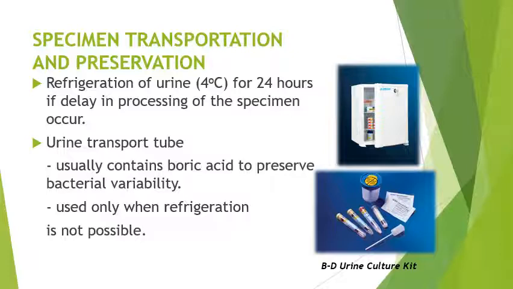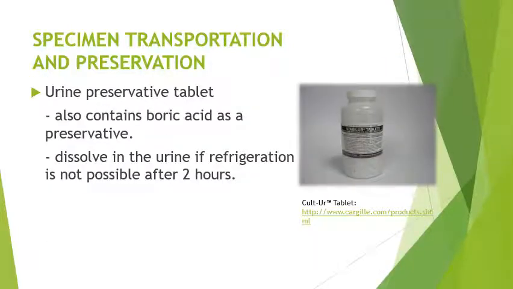Next would be the specimen transport and preservation. So, for the urine sample, you can preserve it at 4 degrees Celsius for 24 hours. If there would be a delay within 2 hours, you can use a urine transport tube containing boric acid to preserve the bacterial viability. This is used if there is no refrigerator or freezer. Next, you can also use urine preservative tablets, which also contain boric acid.